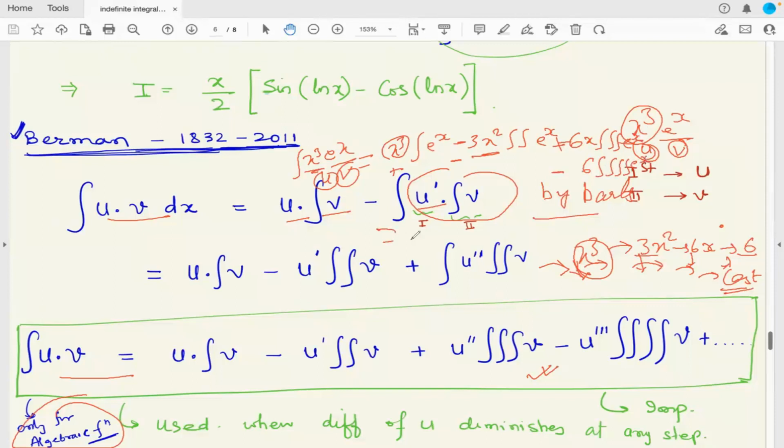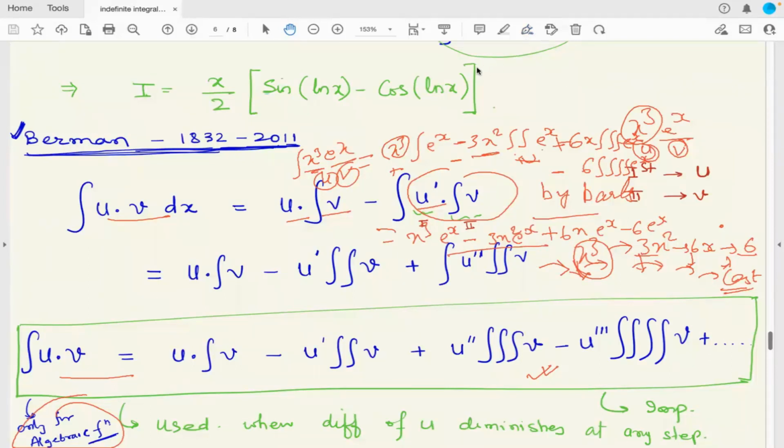So what I get here: x cube e to the power x minus 3x square. When we first integrate e to the power x, we again get e to the power x, and again we integrate, so again we get e to the power x, plus 6x e to the power x minus 6 e to the power x. So I hope you all understand that.